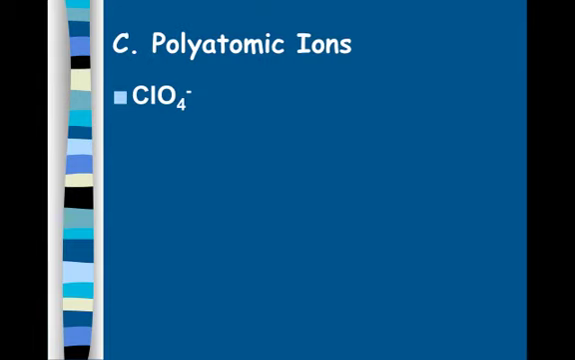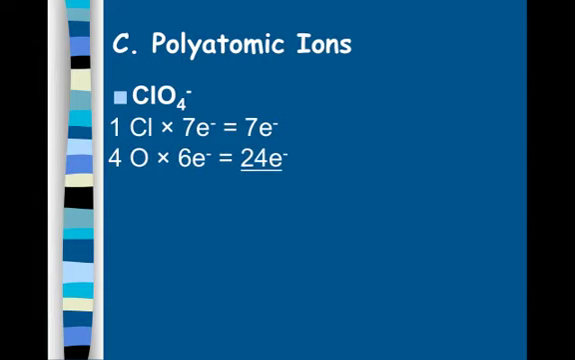ClO4 minus. All right, chlorine is in group 17. We end up with 7 valence electrons. We have 4 oxygens. Oxygen is in group 16. We end up with 6 electrons each. 7 plus 24 gives you 31. Now, we have to account for this charge. We took on an additional electron, so we have 1 more electron. So we end up with a total of 32 electrons.